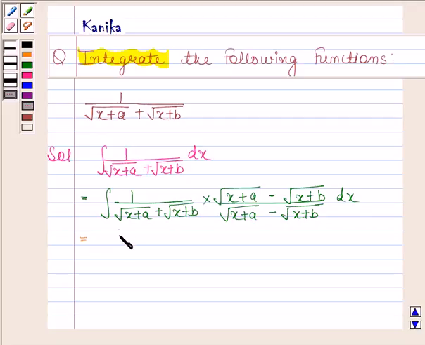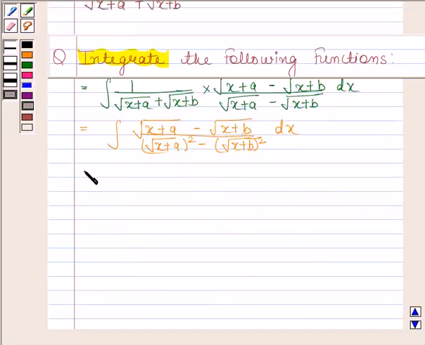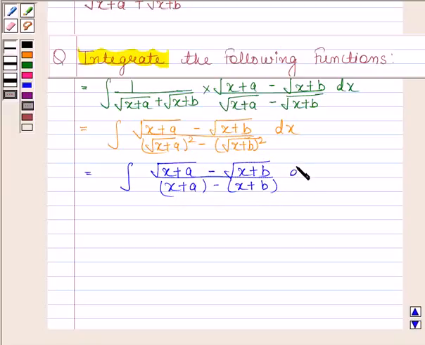This is equal to integral of square root of x plus a minus square root of x plus b, using identity of a square minus b square, in the denominator we have square root of x plus a whole square minus square root of x plus b whole square dx. This is equal to integral of square root of x plus a minus square root of x plus b upon x plus a minus x plus b dx.